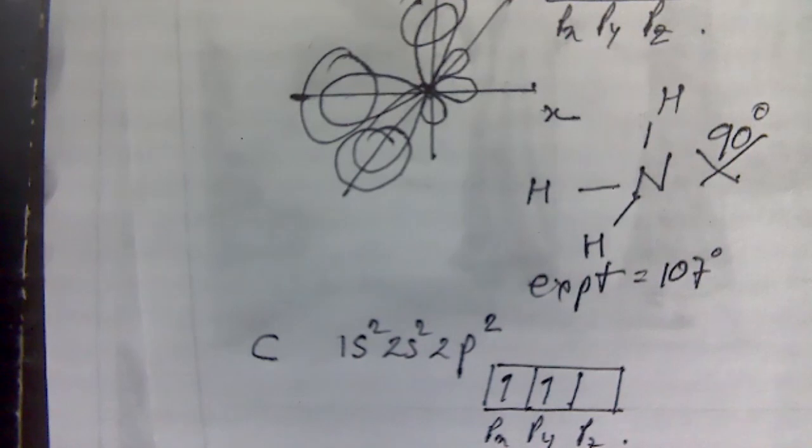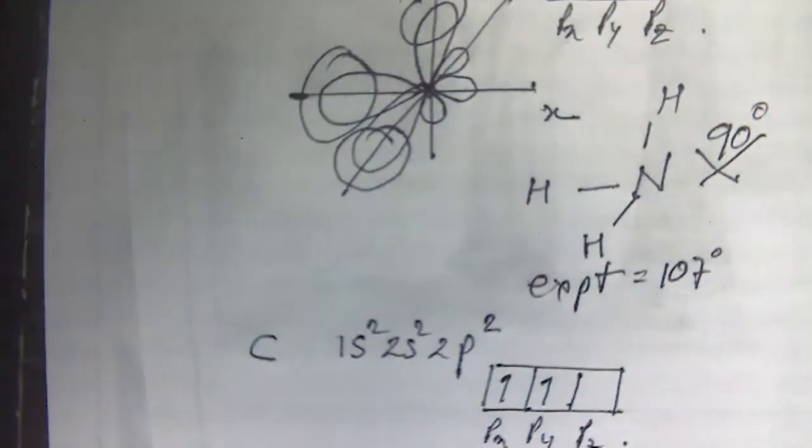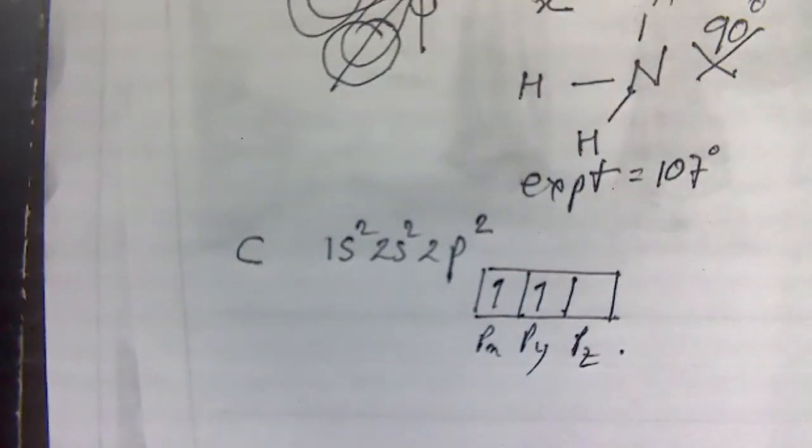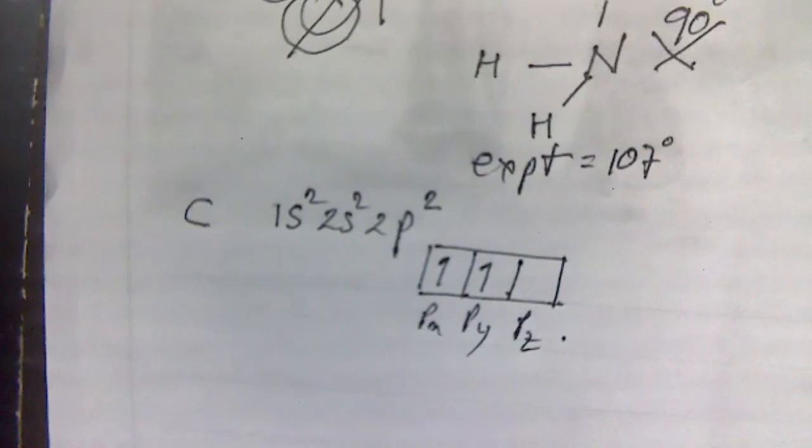So since Pz is vacant, Pz will not combine with anything. It does not have any electrons, so it will not combine. So hence what I can say, Px and Py will combine, isn't it? So only 2 bonds it should make. If 2 unpaired electrons are there, 2 bonds, because these are filled up as usual. That means only 2 bonds means its valency should be 2.